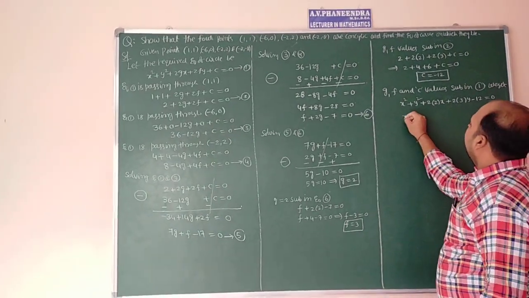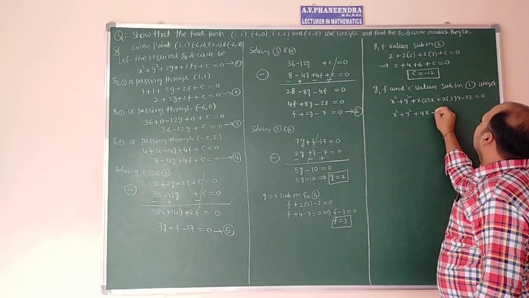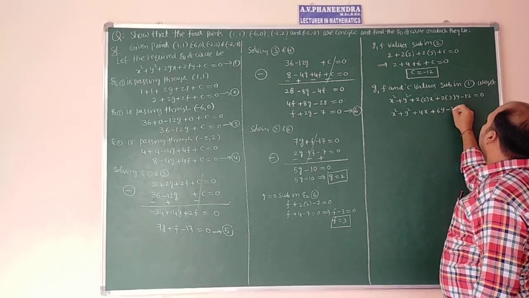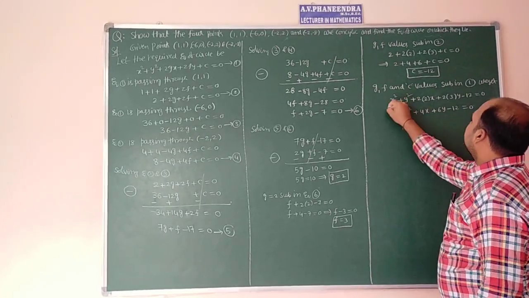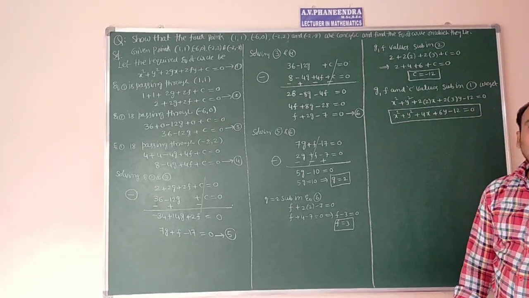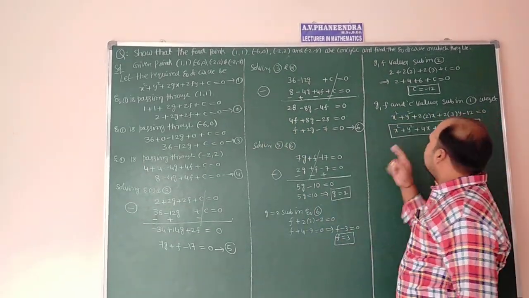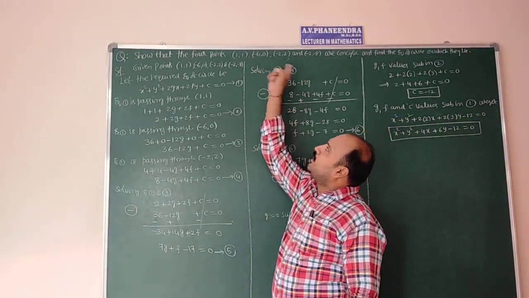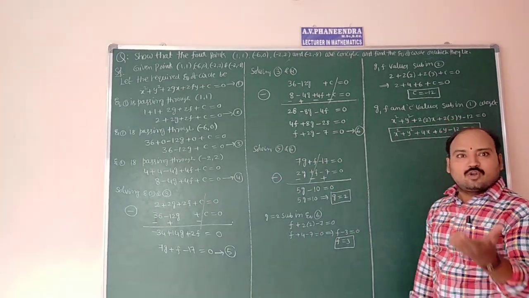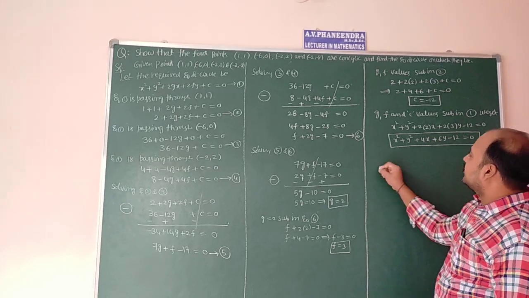After that, x square plus y square plus 4x plus 6y minus 12 equal to 0. This is the required equation of circle. But they are asking to prove the points are concyclic. That means this equation is passing through the first 3 points only. Next, the fourth point, you have to substitute in this equation.